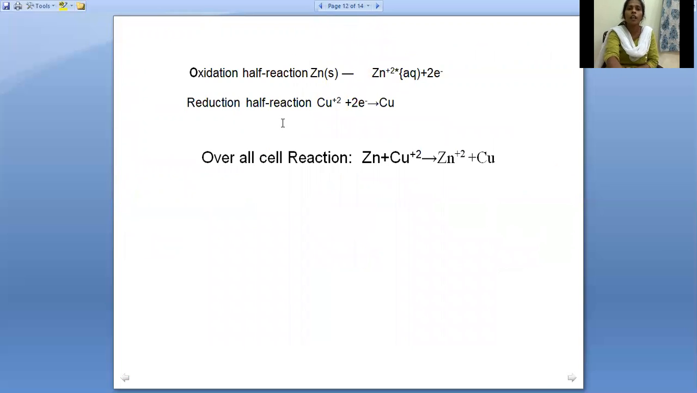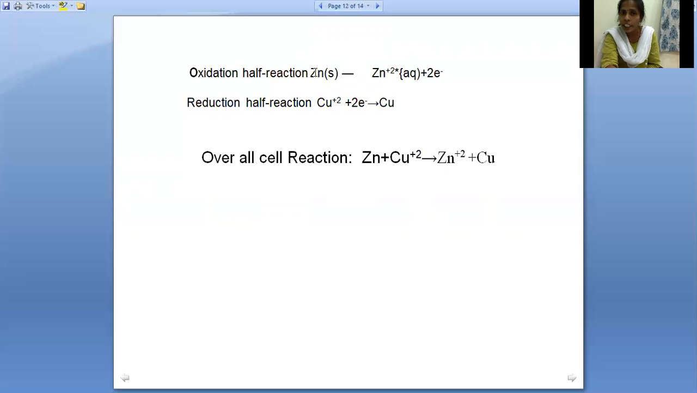So now let us see what reactions take place again. Zinc is losing 2 electrons to produce Zn²⁺. Cu²⁺ is gaining 2 electrons to produce copper. Now this is the oxidation half reaction. This is the reduction half reaction.